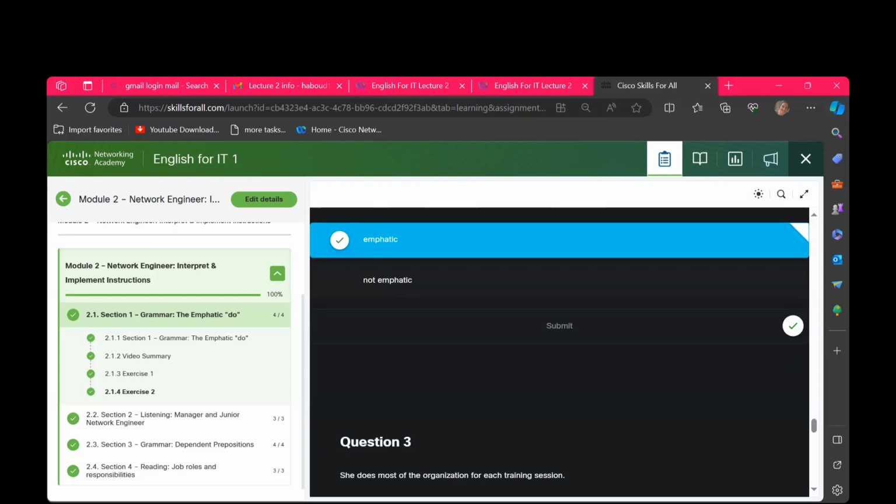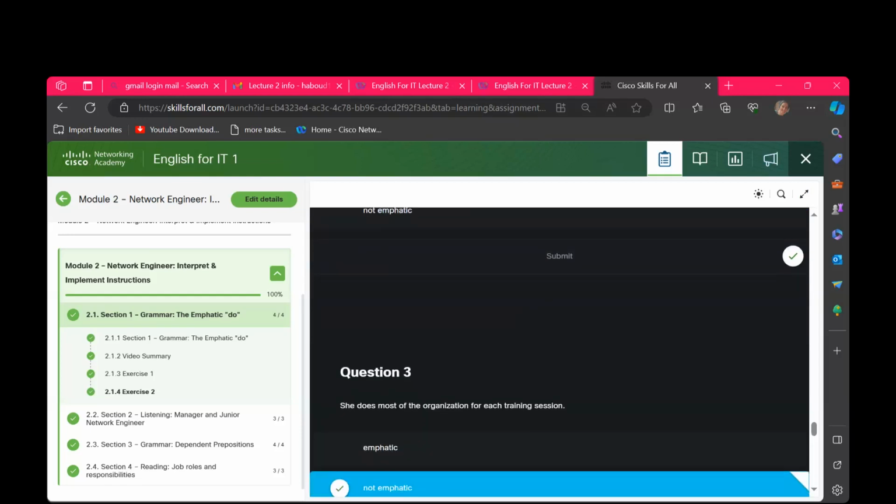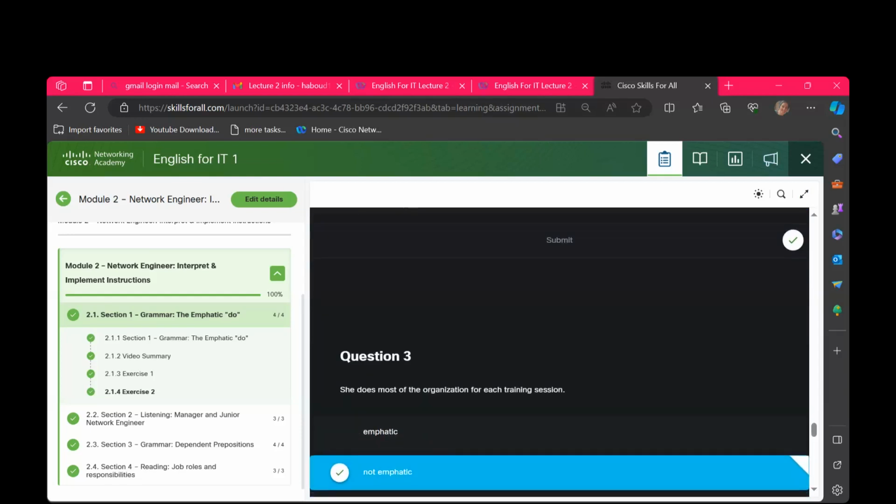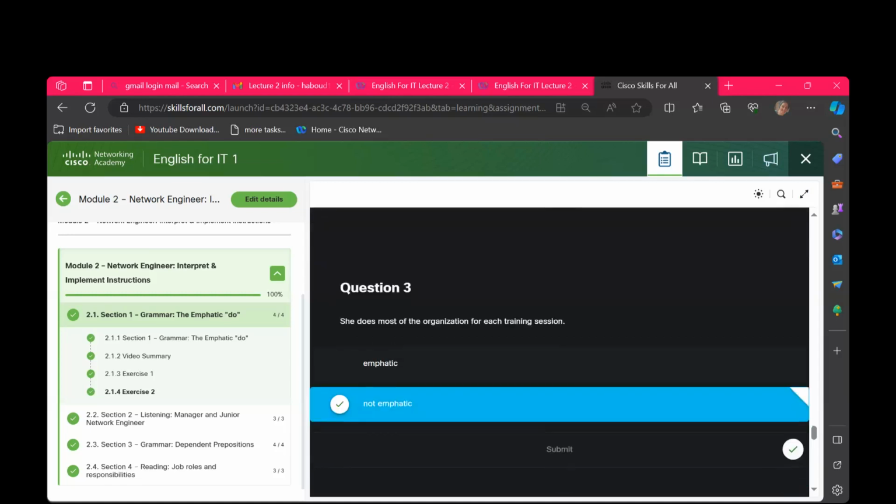Yes, bravo, of course not emphatic. Why? Have a look at the verb, where is the verb does? The word does here, is there another verb after it? No. She does most of the organization. Most of the organization is not a verb. Okay? It's the object coming after it. So does here is the main verb, so I don't have an emphatic do here. It's used as the main verb of the sentence. Bravo to you.